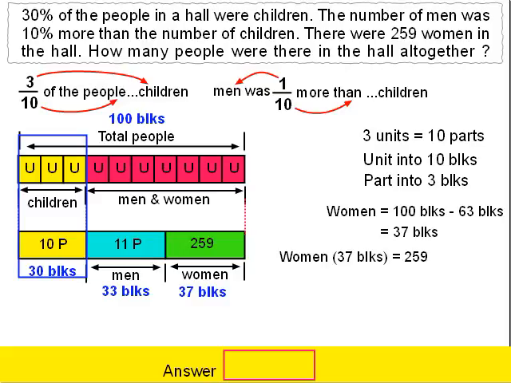And we take 259 divided by 37 to find 1 block. So 1 block is equal to 7 people. If 1 block is 7 people, the question asks how many people were there in the hall altogether. There were altogether 100 blocks of people. So we take 7 multiplied by 100. That gives us 700 people. So the answer to the question: there were 700 people in the hall.